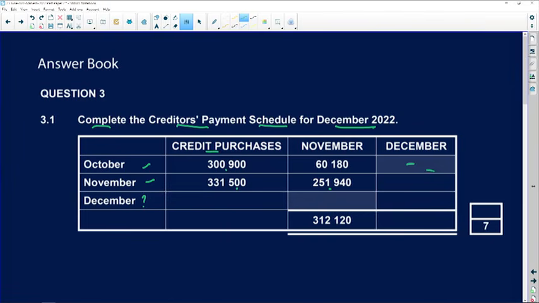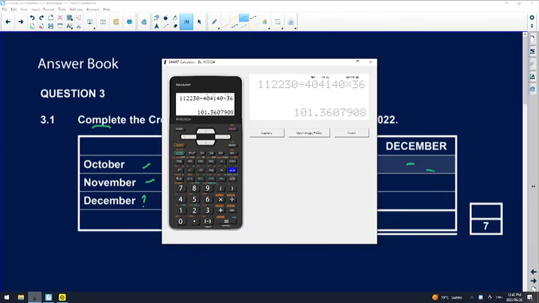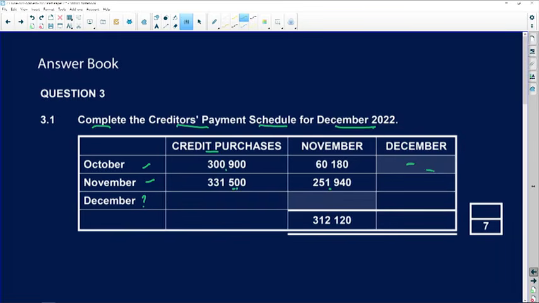So let's go to our information. I just want to put this amount on my calculator so long. So I've got 331,500. Okay. Right, and now let's go to our info.